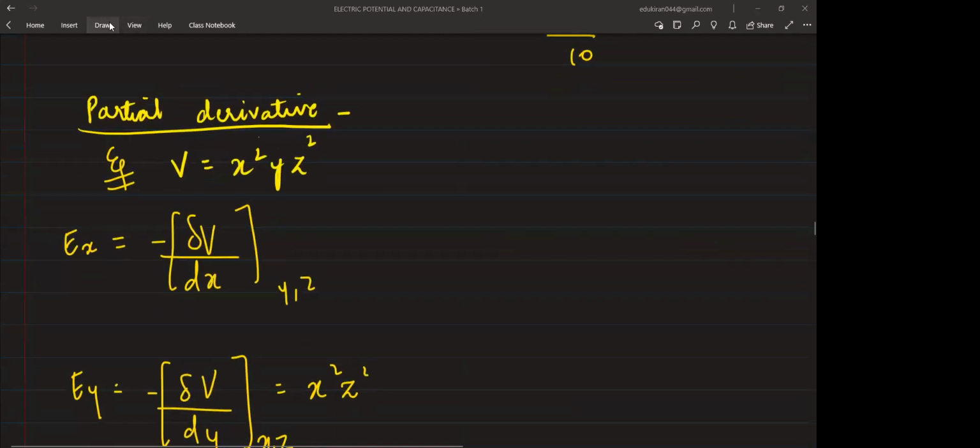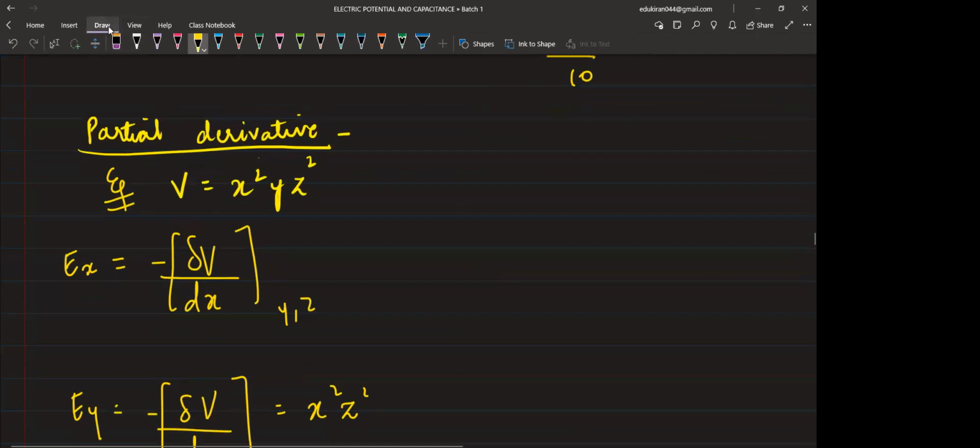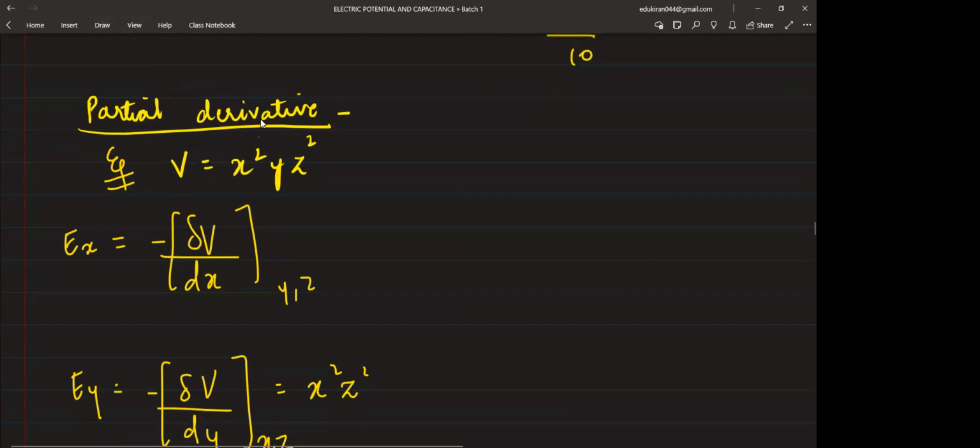Okay, now coming to partial differentiation. How do we differentiate the quantities partially? How is this partial derivation performed? Let us understand this. See, an equation will be given to you like V is equal to x square y z square, like this. The equation will be mentioned.